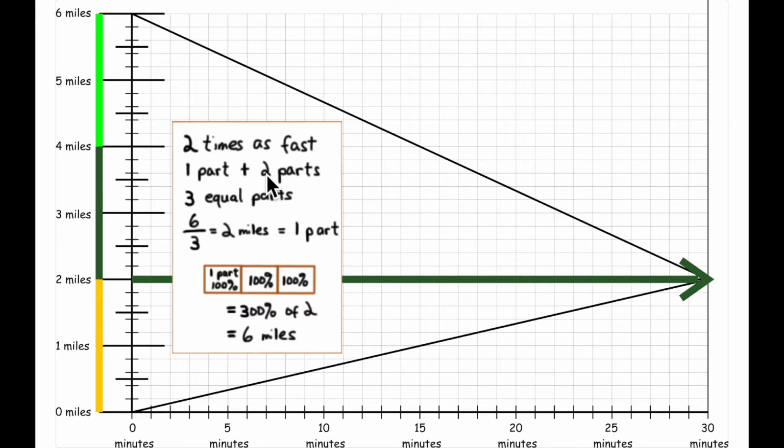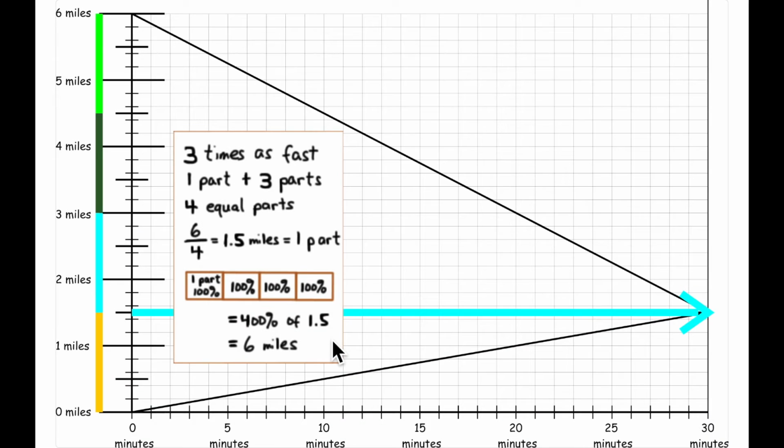So 2 times as fast. You have to divide 6 miles into 3 equal parts. This is 100%. This is rider number 2, 100%, and this is twice as fast, or twice as much. So the total amount is 300% of 2 miles, which is equal to 6 miles. But how many times faster for rider number 1 is 200% of 2 miles, which would be 4 miles.